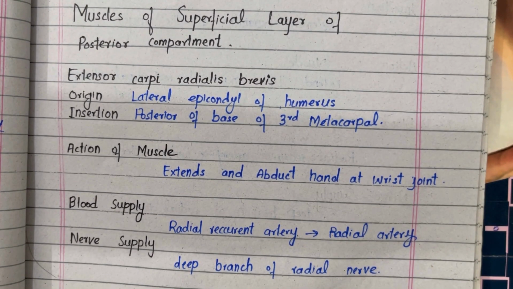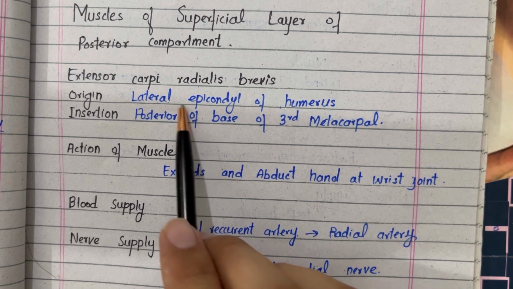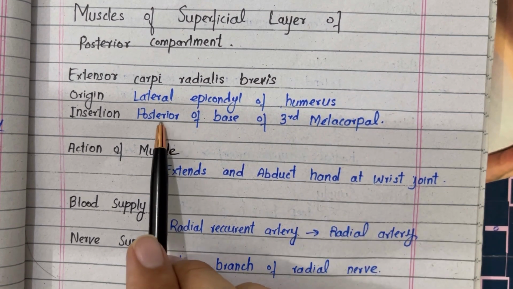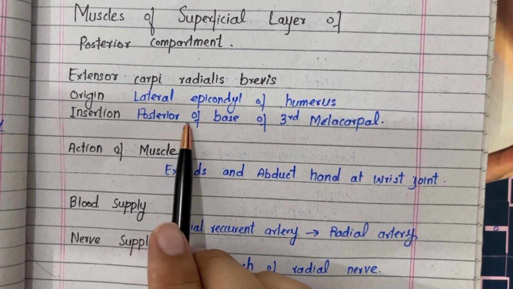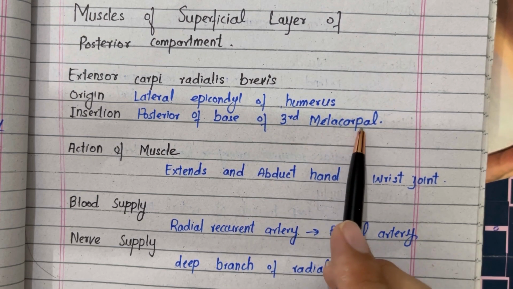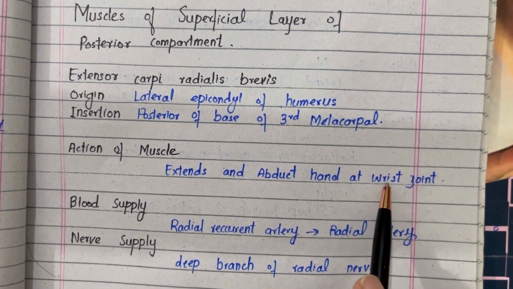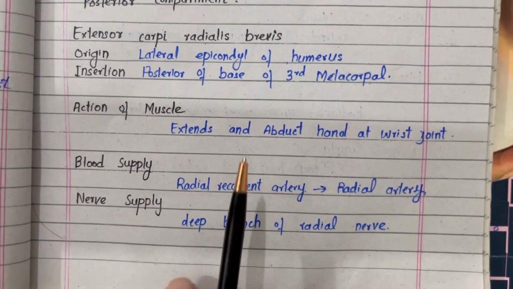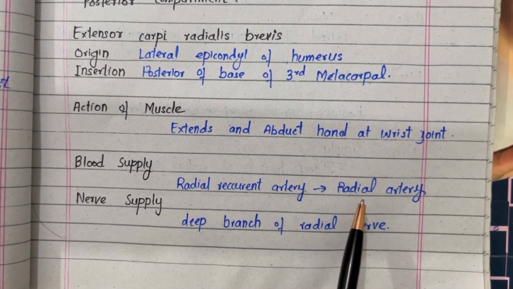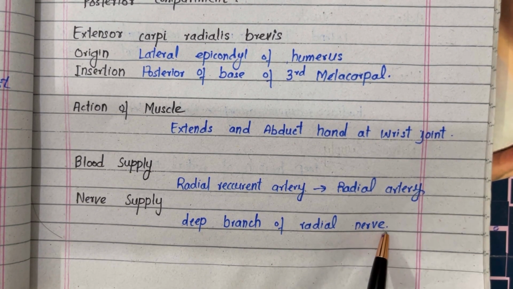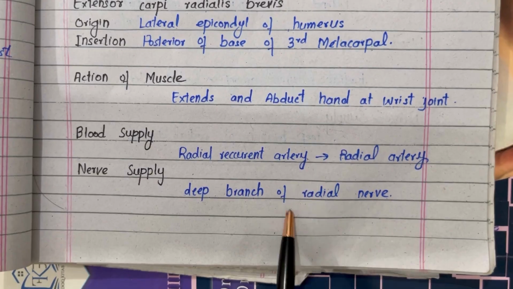Now students, as we have discussed the anatomy of the extensor carpi radialis brevis muscle, here we will overview this muscle. It originates from the lateral epicondyle of the humerus and inserts into the posterior surface of the base of the third metacarpal bone. This muscle plays an important role in the extension and the abduction of the hand at the wrist joint. It is supplied by the radial recurrent artery, which is a branch of the radial artery, and innervated by the deep branch of the radial nerve, which is a branch of the radial nerve.